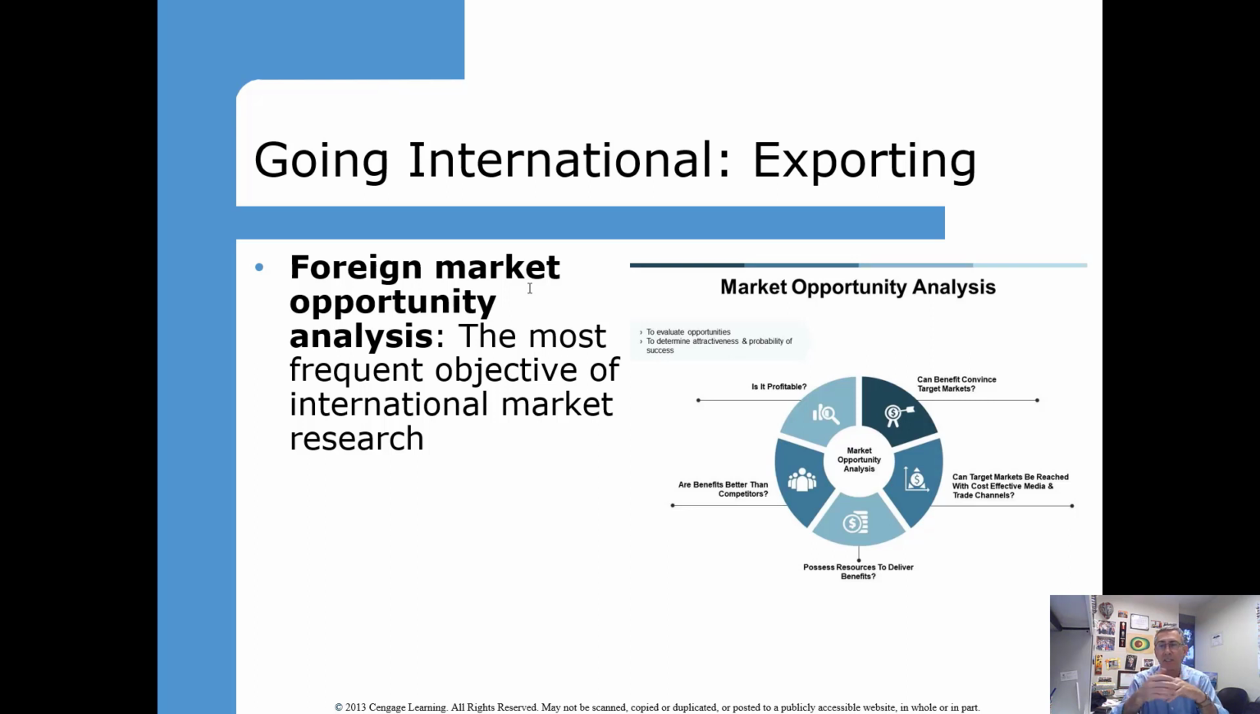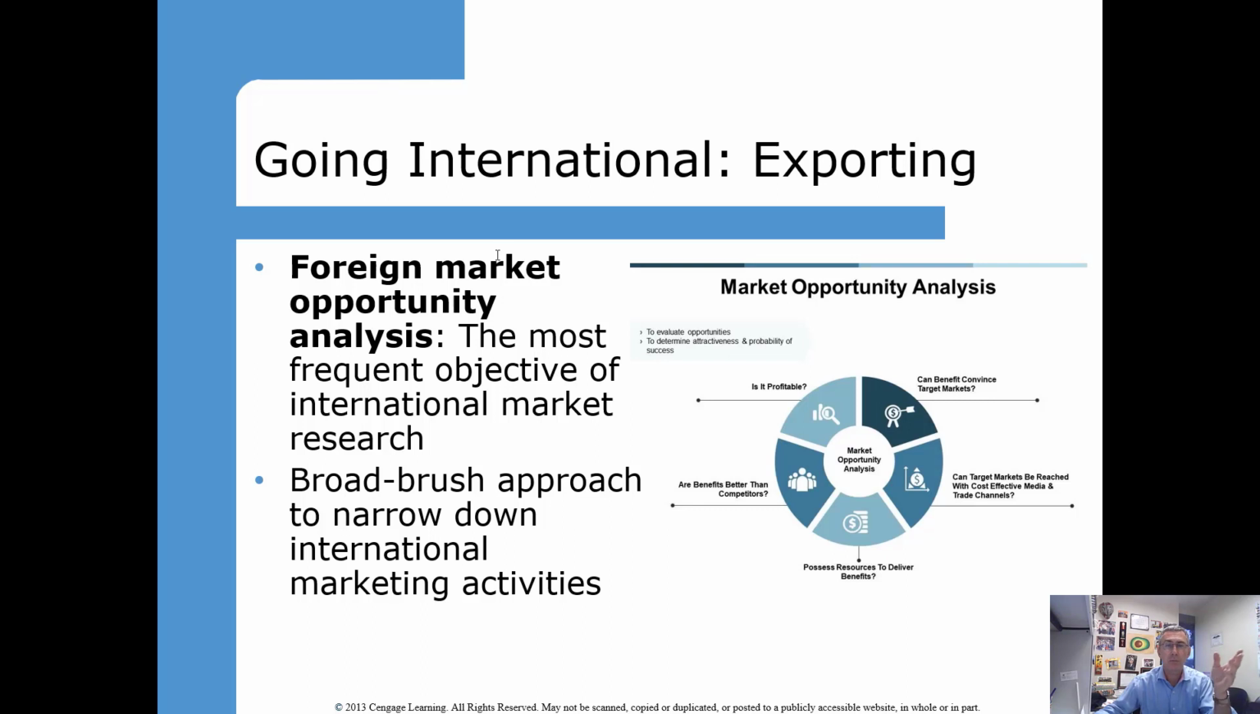I'll give you a little bit of an example here of what that looks like, right? Is it profitable for us to go there? Can the benefit convince the target market in this case? Can the target markets be reached with cost-effective media and trade channels? Are benefits better than competitors in our case? Think about your VRIO, think about all your strategic tools here and apply them to this market. Do we have the resources to deliver the benefits? Those are key questions for you to think about there.